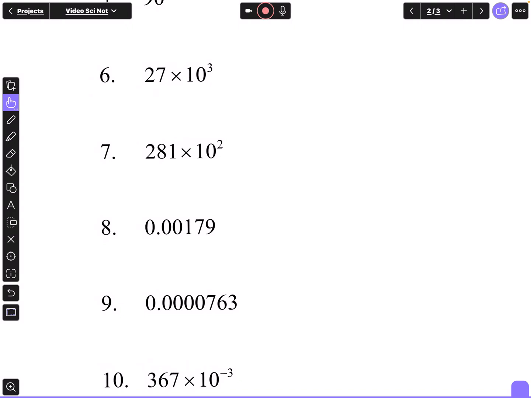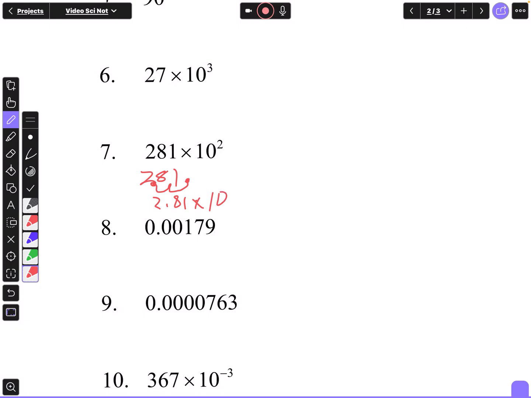If I want to put it in correct scientific notation, I need a number between 1 and 10. So what I would do is kind of disregard the times 10 to the second for right now, and let's just put 281 in scientific notation. The decimal would be at the end. I would have to move it 2 places to the left, and that would end up being 2.81 times 10 to the positive 2, since I moved it 2 places to the left, but I also already have this times 10 to the second. Then what I'll do is just add my exponents. So it would end up being 2.81 times 10 to the 4th power would be the correct way to write that.